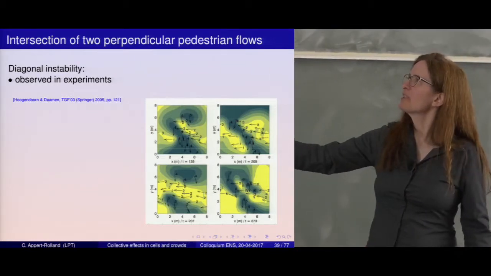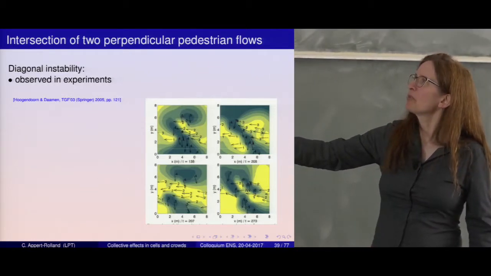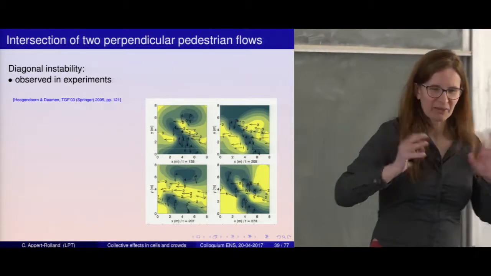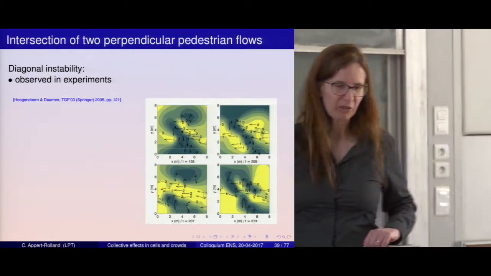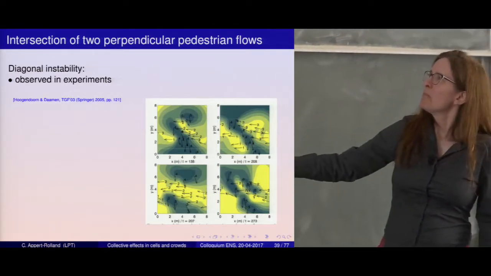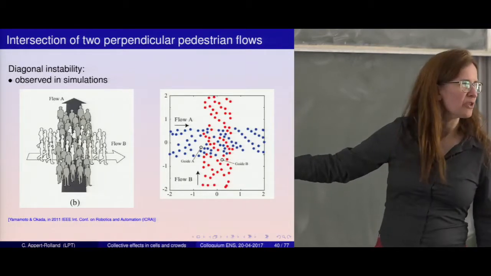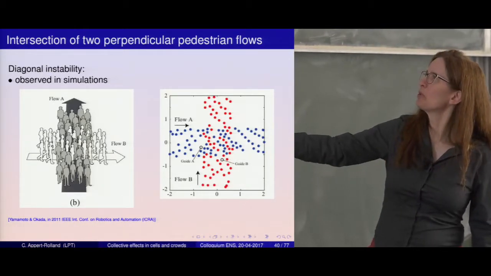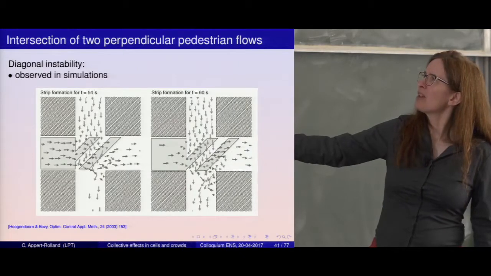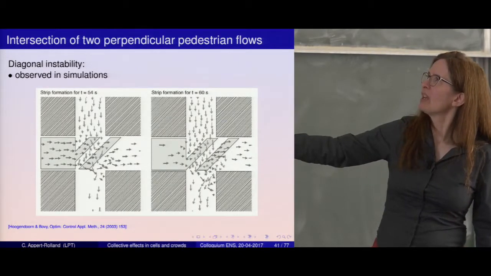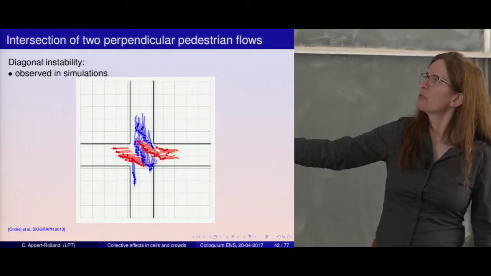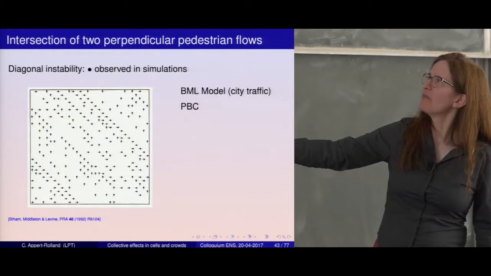Here you see the crossing part. The arrows are the velocities, and the color is a kind of density field which has been reconstructed. So you guess there are some kind of diagonals. It's more visible in simulations. This is one type of model. You see these stripes here in another one. And here an example where you see the formation of these diagonals.